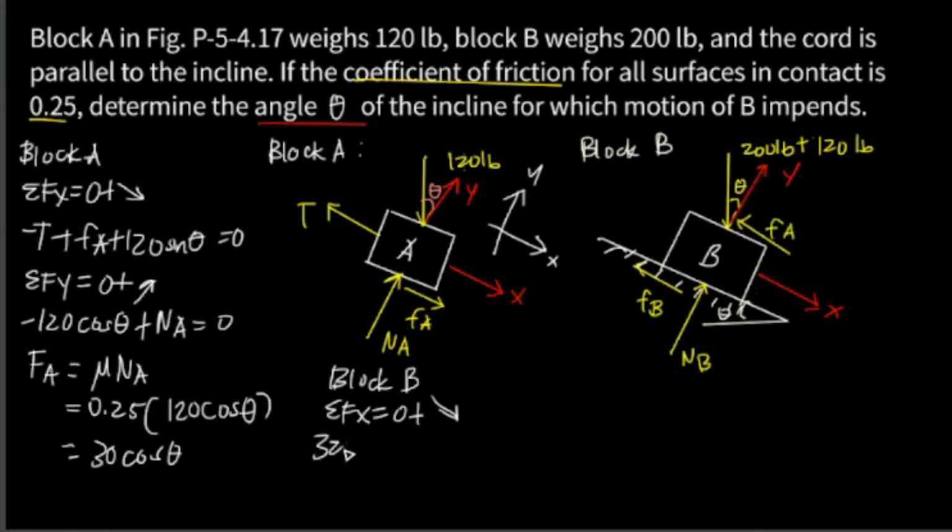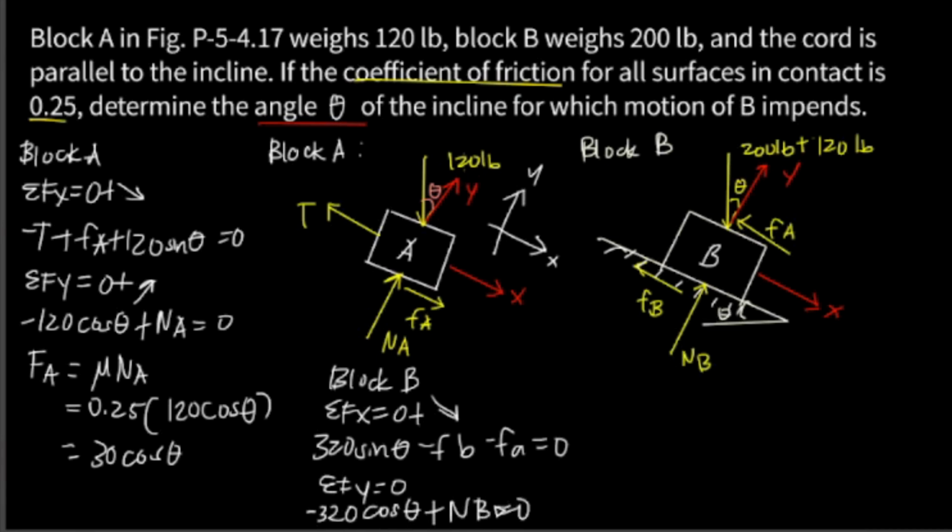So, 320 pounds sine theta minus FB kasi papunta siya sa left. So, minus FB. Tapos, minus FA din is equal to 0. So, component along the y-axis, that will be minus, kasi pababa yung y component ng 320. So negative 320 cosine alpha plus NB is equal to 0.